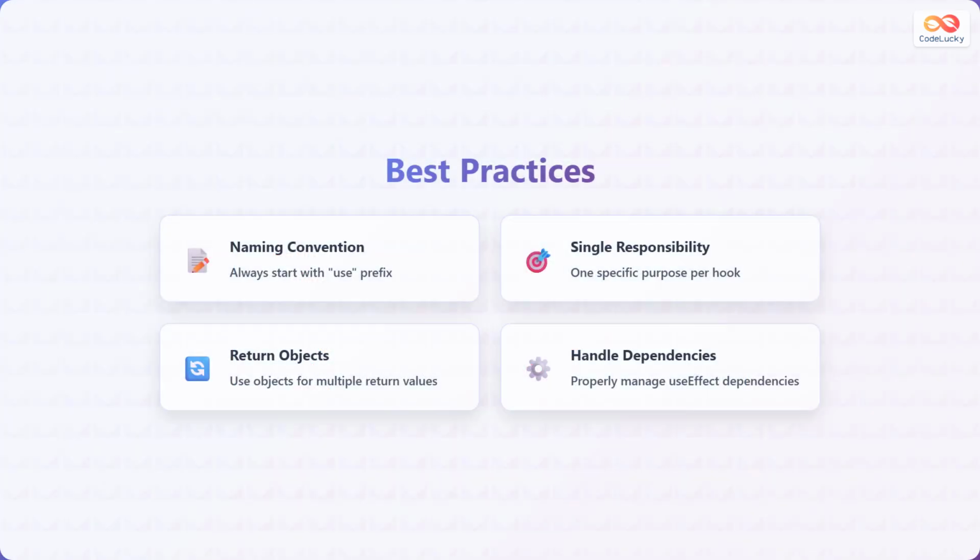Here are some of the best practices to follow when creating custom hooks. Always start with the use prefix. Have one specific purpose per hook. Use objects for multiple return values. Properly manage useEffect dependencies.